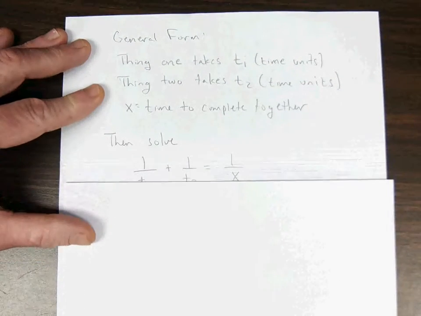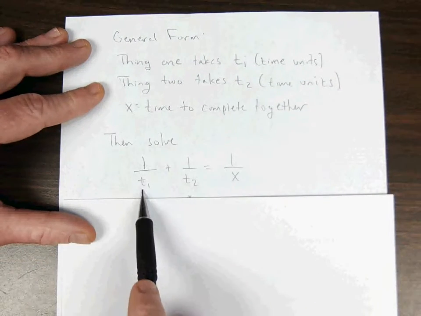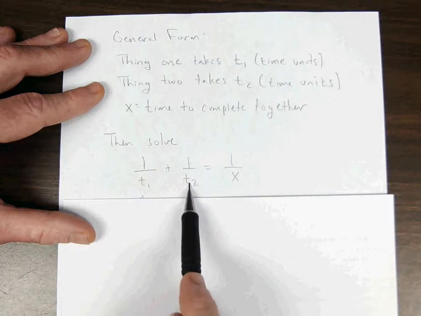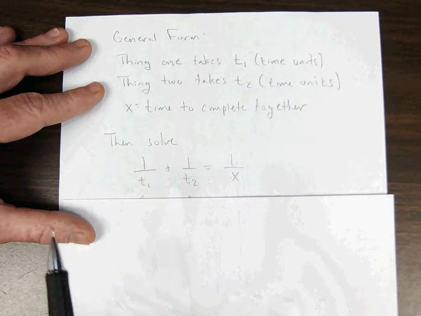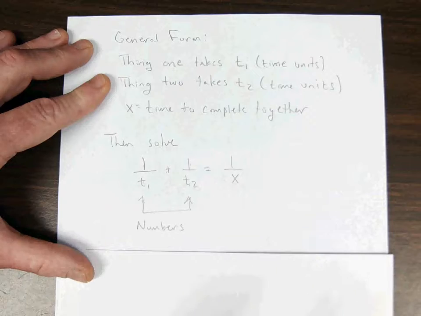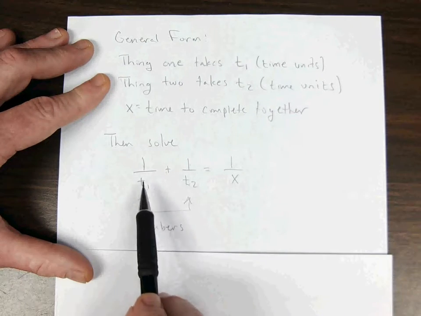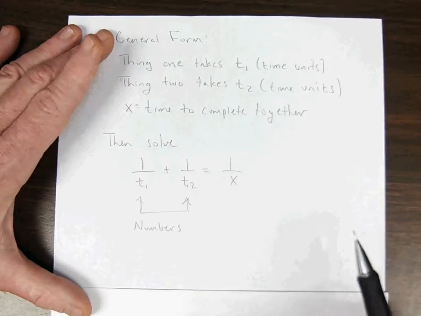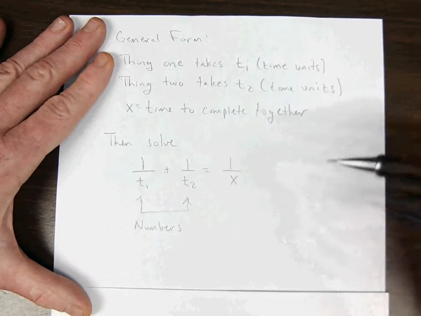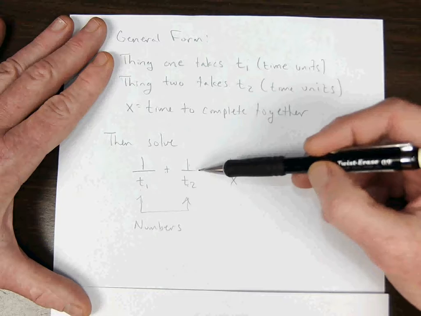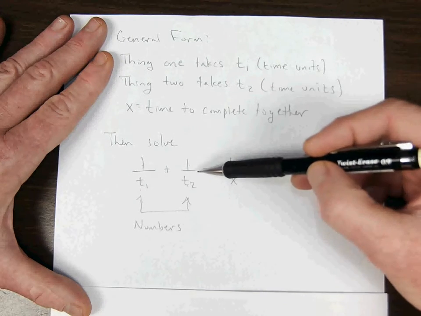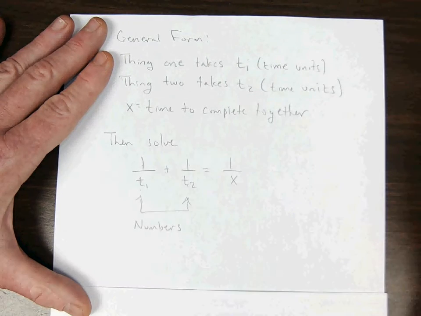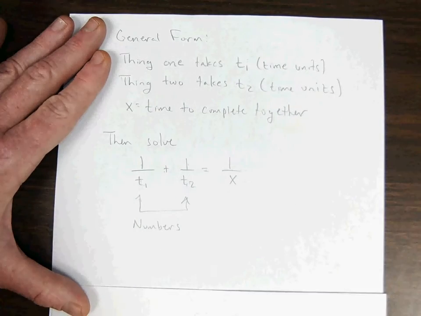What ends up happening is you just do 1 over the first time plus 1 over the second time equals 1 over x. Just make sure you realize these are numbers. This was 75 and 60 in that last example, and you can solve all those equations that way. One thing to point out too: you could have 3 tasks, and so you would just have another sum right here, plus 1 over T3. All righty, I hope that helps.